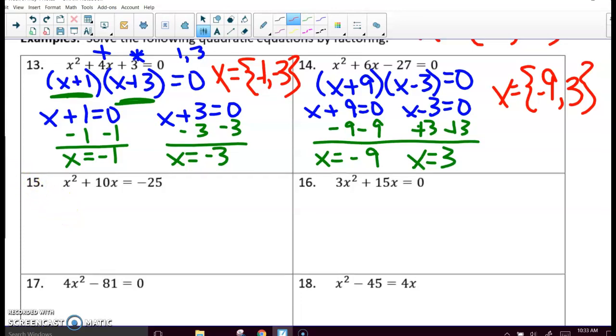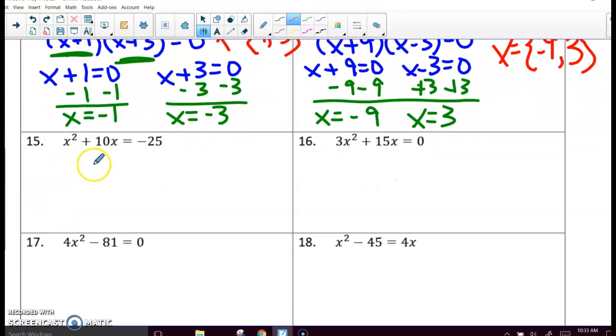Number 15, what do we notice about this one? If you said it's not equal to 0, you are correct. So we need to make sure it's equal to 0. We always want to keep our x squared positive, so I'm going to keep my terms on the left-hand side. So I need to bring over this -25. So to do that, I'm going to add 25 to both sides.